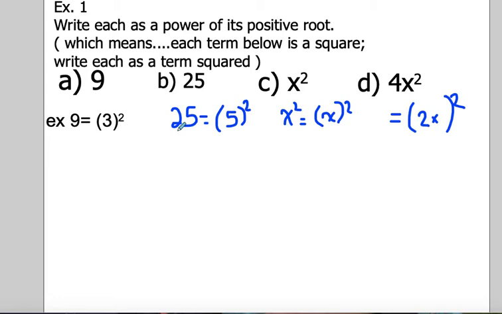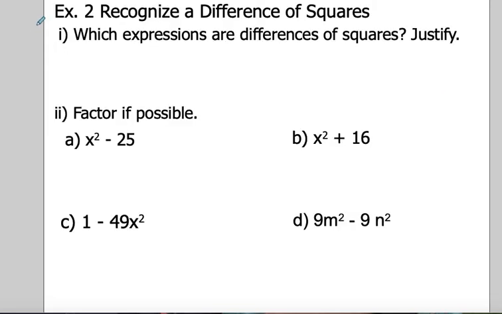So if we look at the next page, we want to be able to recognize difference of squares just by looking at the question. So when we look for difference of squares, we need to have a squared variable. So in each of these cases, we have squared variables.